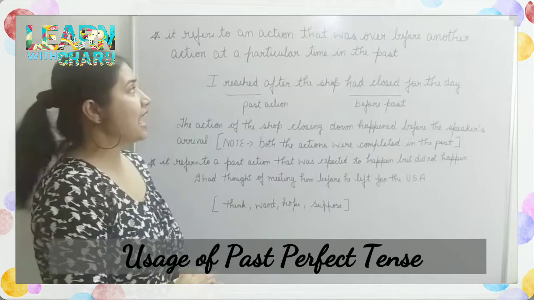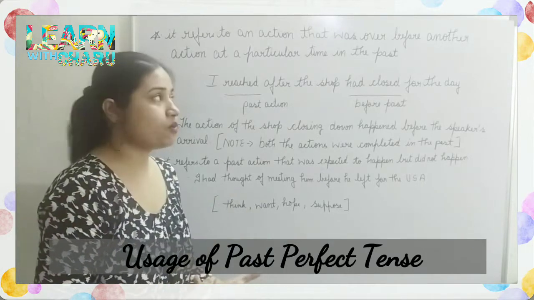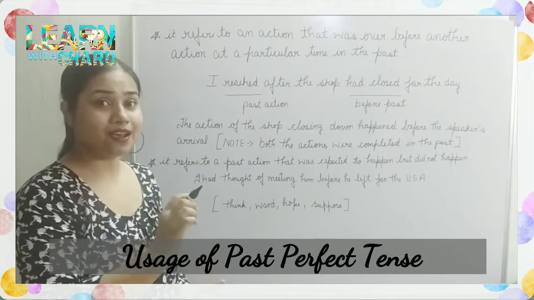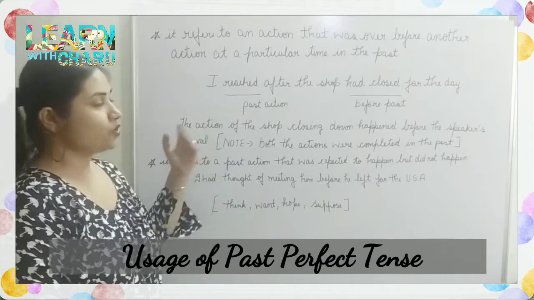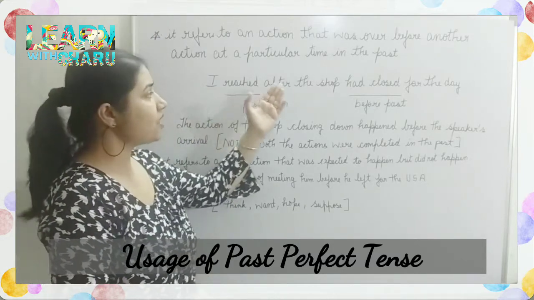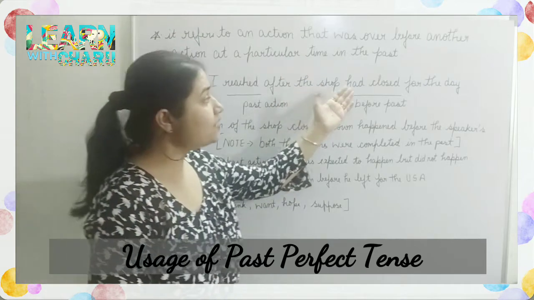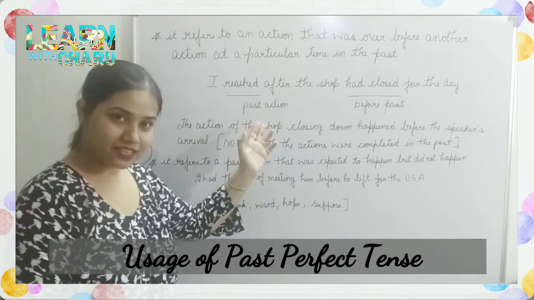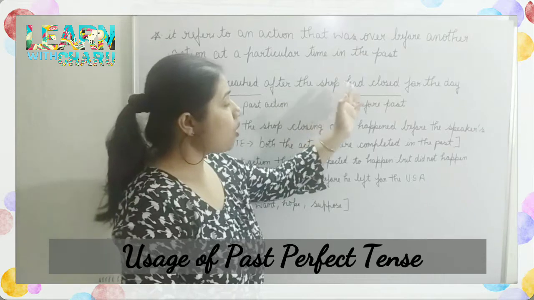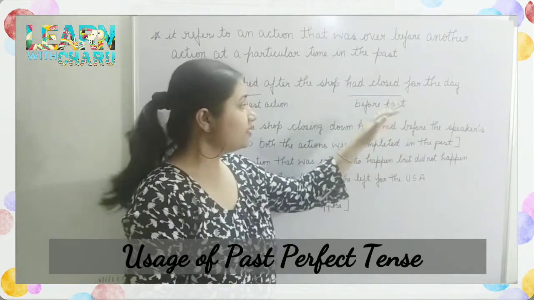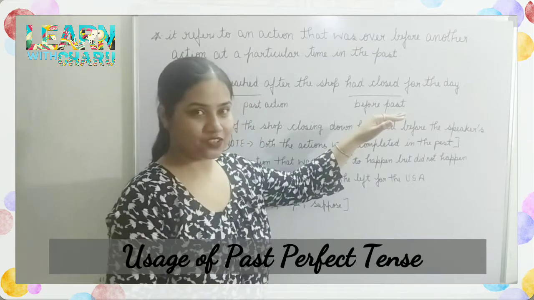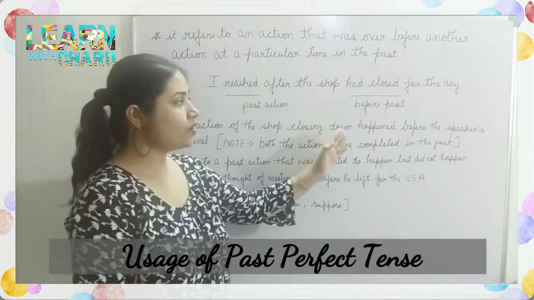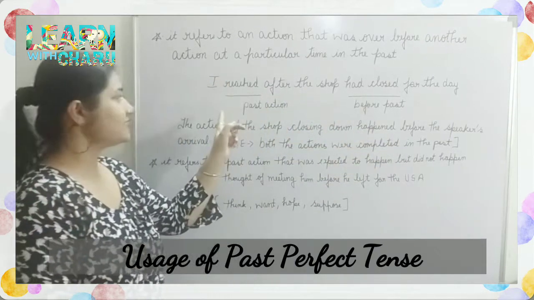It refers to an action that was over before another action at a particular time in the past. Look at this sentence. I reached after the shop had closed for the day. Okay, so I reached, this is the past action. The shop had already closed for the day. This is the before past action, right? The action of the shop closing down happened before the speaker's arrival.